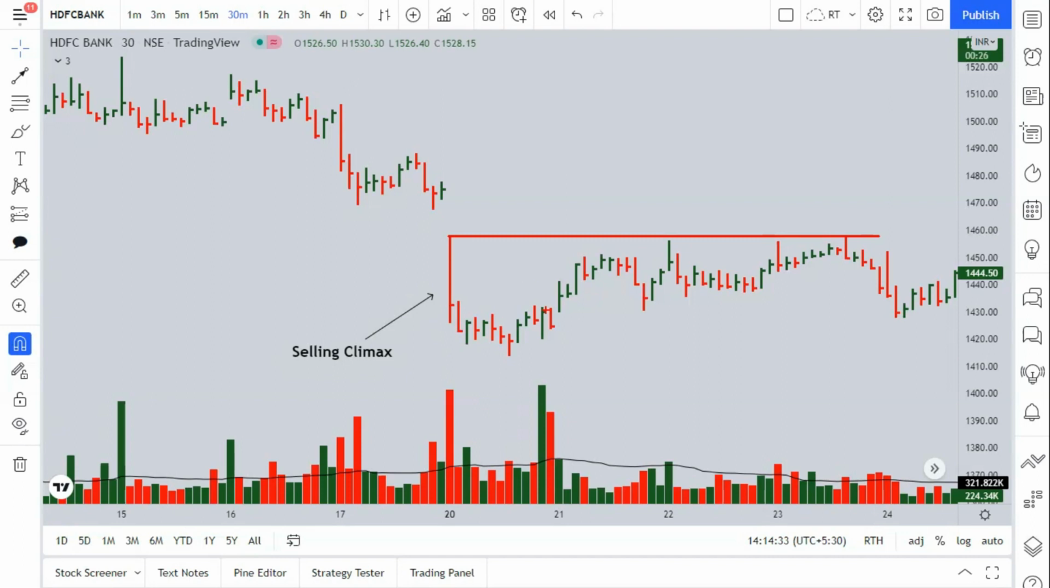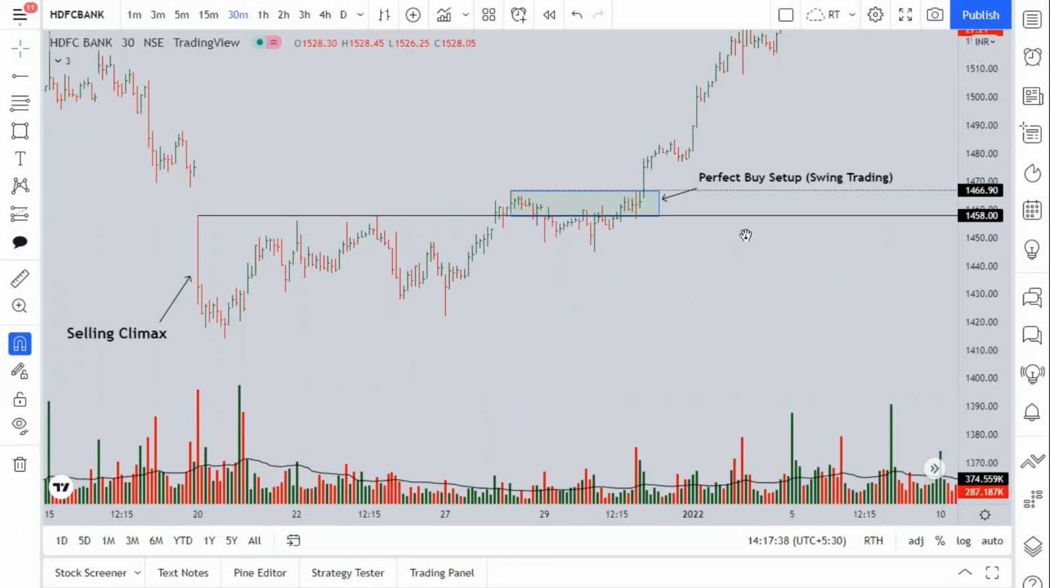Wait for the market to go above these levels, then wait for the retracement also, or else you can take the trades on the high of these levels. This is how you have to trade selling climax. Let's look at the examples also right here. Same example, I just drew the high of this particular selling climax, and look what happened.